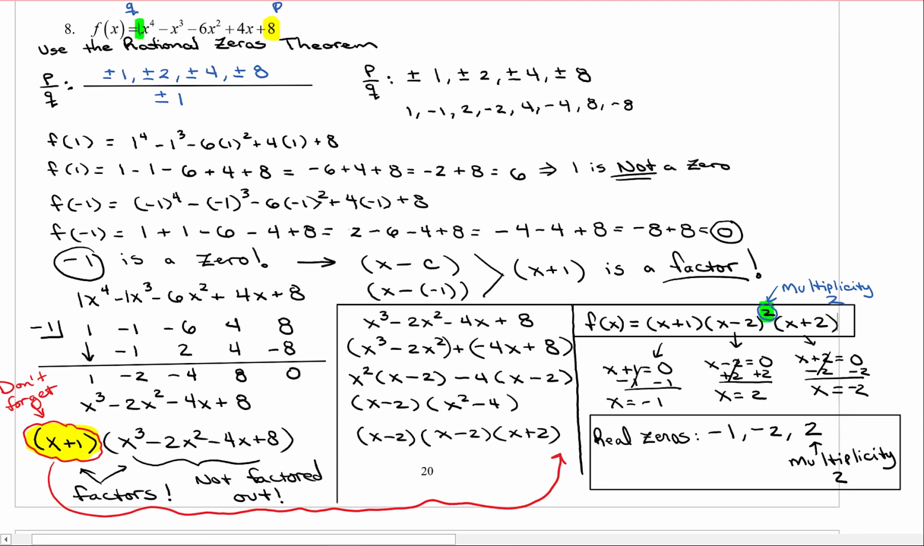All right, good job, you guys. That was excellent. That was a great problem. We got the factored out form of the function. We got the real zeros. We got the multiplicity here. It's awesome. It's all good.